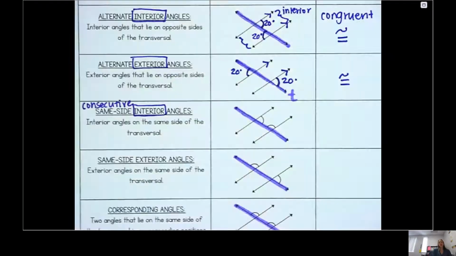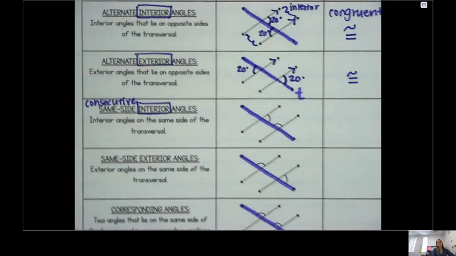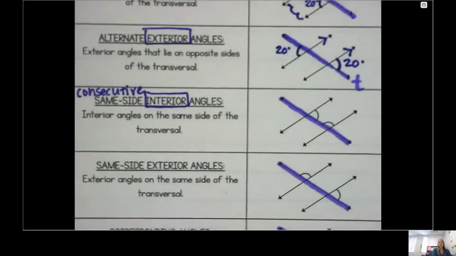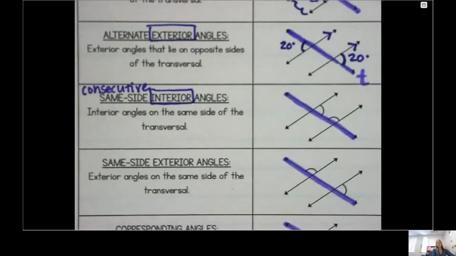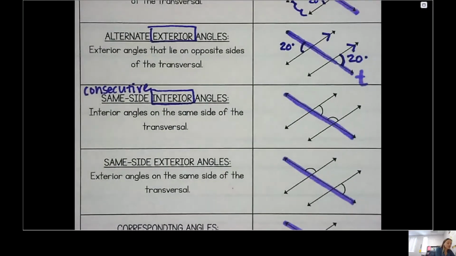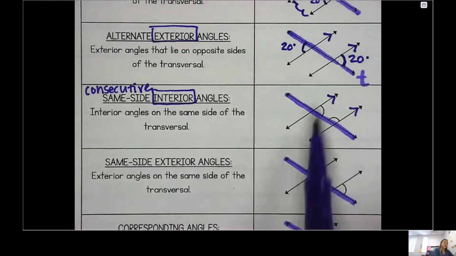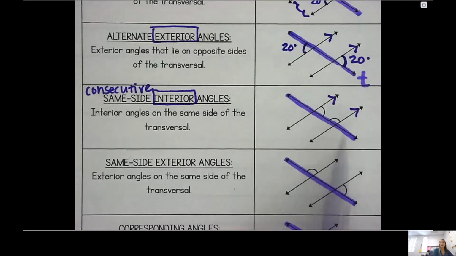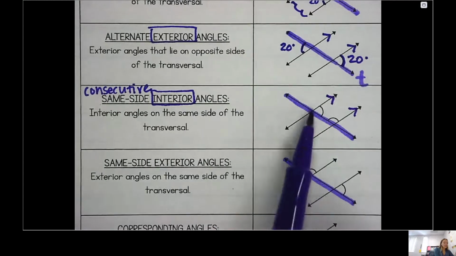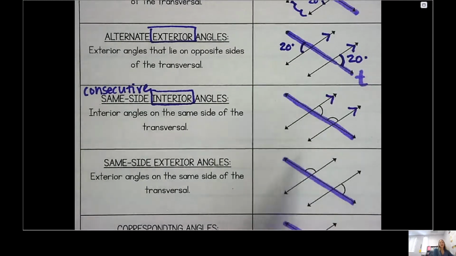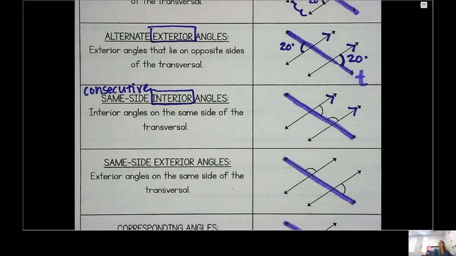Consecutive or same side. Those are synonyms. They mean the same thing. So in my picture this time, again, I have two parallel lines. And now I've got two angles that are on the inside, and they're on the same side of the purple line right here. Now, if you were to look at those two angles, do they look the same?